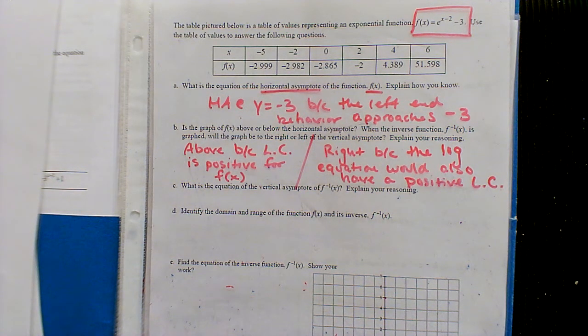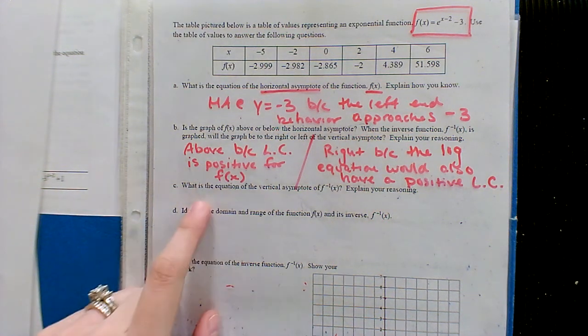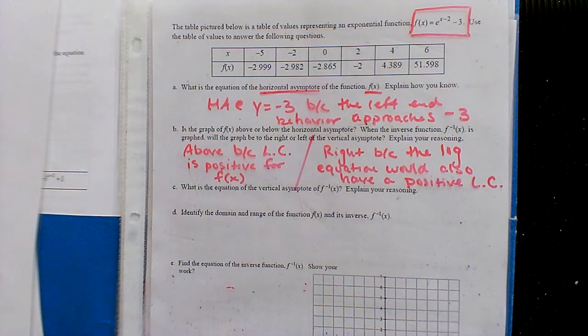Maybe you wanted to say it would be to the right because the exponential was above, and those are both positive directions on a coordinate graph. Okay, another justification that would work out as well. Let's see, what is the equation of the vertical asymptote for the inverse, aka the log graph?